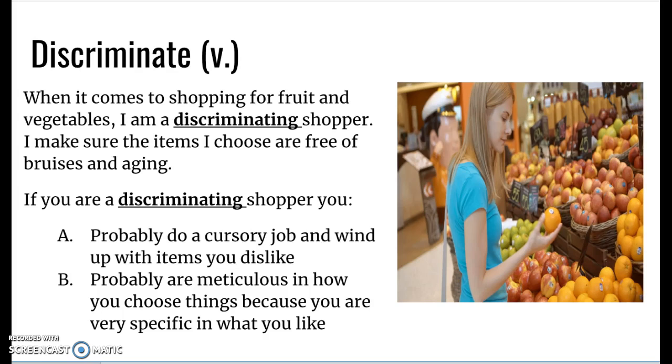If you are a discriminating shopper, you A, probably do a cursory job and wind up with items you dislike, or B, probably are meticulous in how you choose things because you are very specific in what you like.